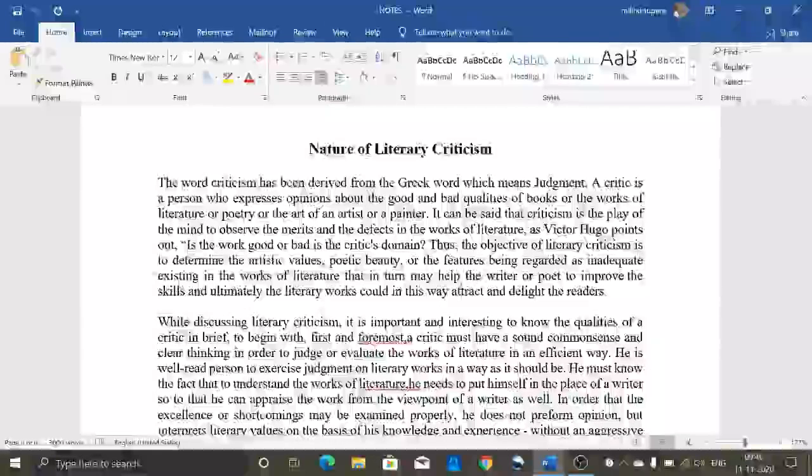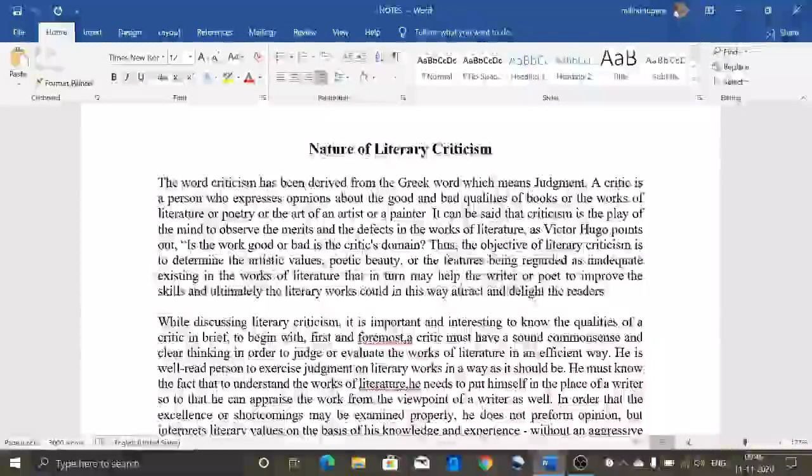So what is the objective of criticism? In the objective of criticism, the critics try to determine the artistic values, poetic beauty in poetry, or the features being regarded as inadequate existing in the works of literature, and that may help the writer or poet to improve the skills. In this way, ultimately, the literary work would attract and delight the readers. If there is no critic, and if they do not find out the excellences and defects in the literature, the poet will not rework on it, they will not think on it, and in this way literature will collapse, it will lose its quality. So that is the important and main function of criticism of a literary work of art.